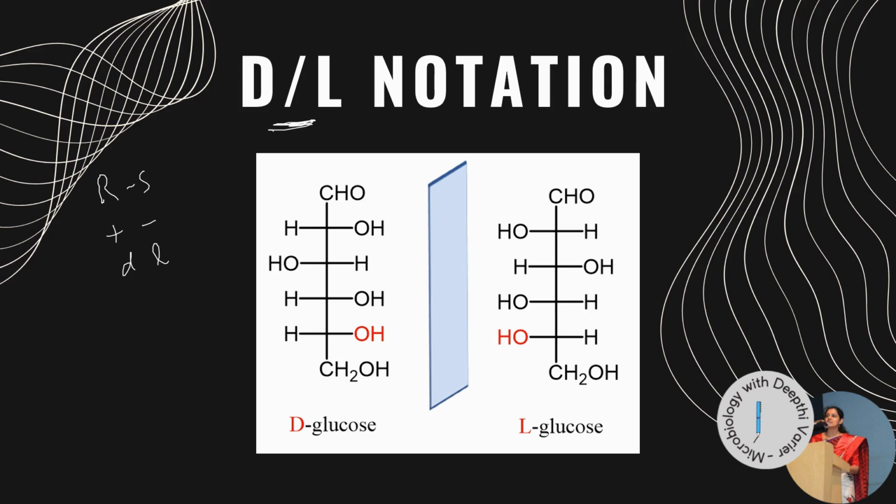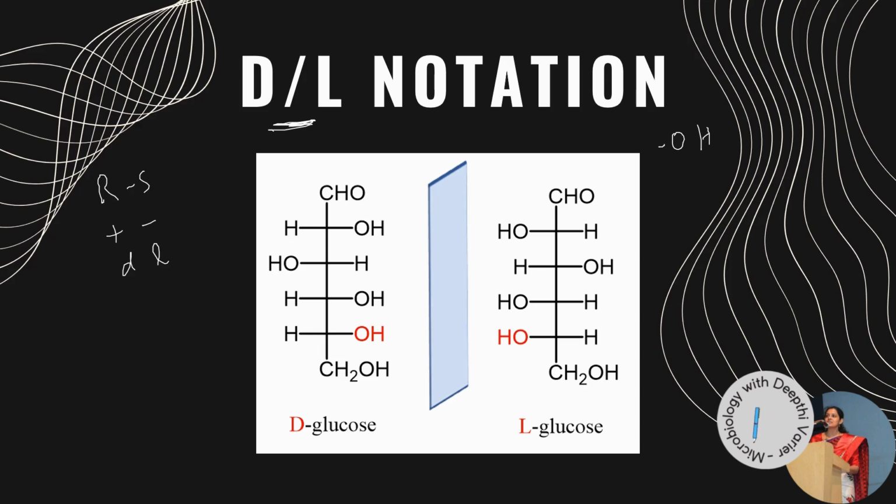Now, these D and L notations in the carbohydrates are just referring to the direction of the hydroxyl group, or the alcohol group, or the OH group. So, it's the direction of the hydroxyl group in the chiral carbon that's furthest away from the aldehyde or the ketone group. So, you first look at the molecule.